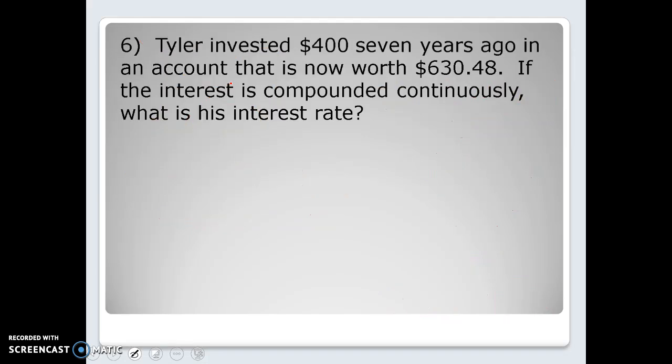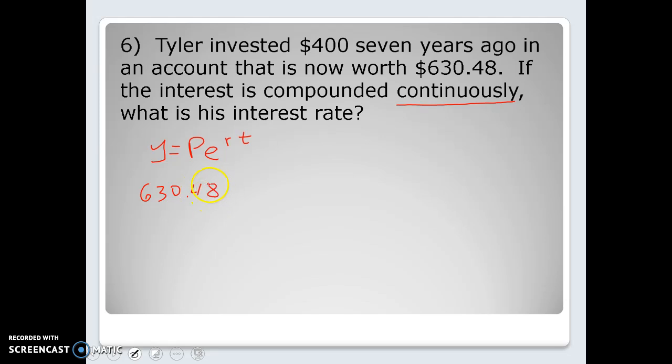All right, let's take a look at one more question here. Tyler invested $400 7 years ago in an account that is worth $630.48 right now. If his interest was compounded continuously, what was his interest? Remember, if it's compounded continuously, we're going to be using this equation, y equals the principal times e to the rt.